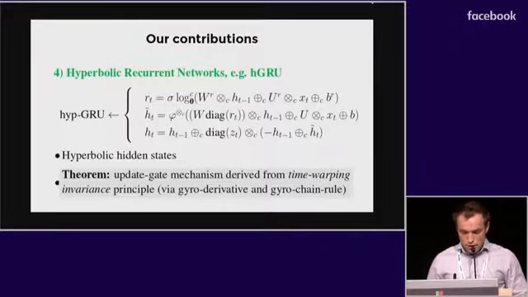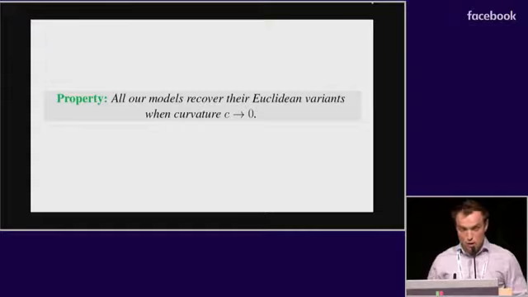The last contribution is to generalize recurrent neural networks, and especially gated recurrent units, such that, for example, hidden states lie in the hyperbolic geometry and respect this hyperbolic geometry. We do this in a principled manner by generalizing the update gate mechanism via a principle called the time warping invariance principle, and we use this by generalizing the chain rule to the gyrovector spaces. An important property of all our models is that they recover their Euclidean variants when the space is continuously deformed to a space of curvature 0, which corresponds to the Euclidean space.